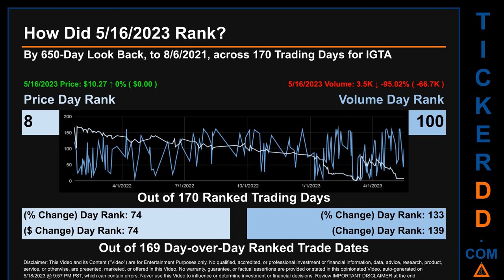The line graph overlays price and volume's daily ranking, as shown respectively in light versus dark blue, across those target days' trading days. In this view, essentially the dips are good whereas the spikes are bad. The price's day-over-day percentage change, jumping 0% on May 16, 2023, had a day rank of 74 while its dollar difference of $0 had a rank of 74 when compared day over day across 169 trading days. Volume's percentage change and difference were ranked respectively at 133 and 139.